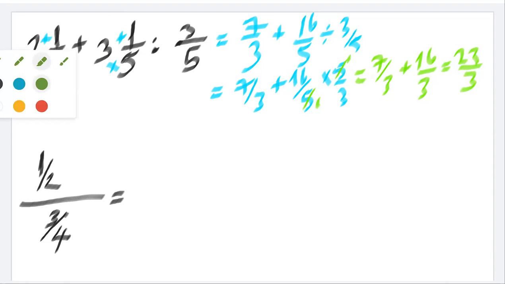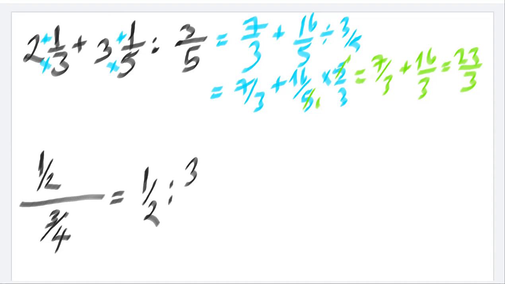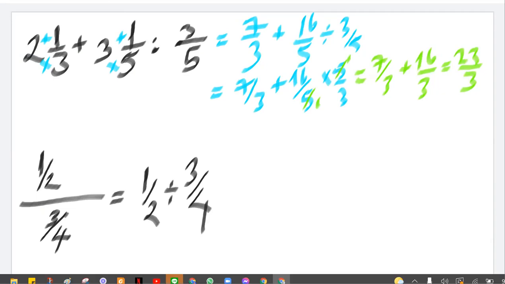Now let's do the next one. Remember, the big fraction bar means division. So first you can write in division form, the classic form. After this, I think you can do it. Just apply the division rule.